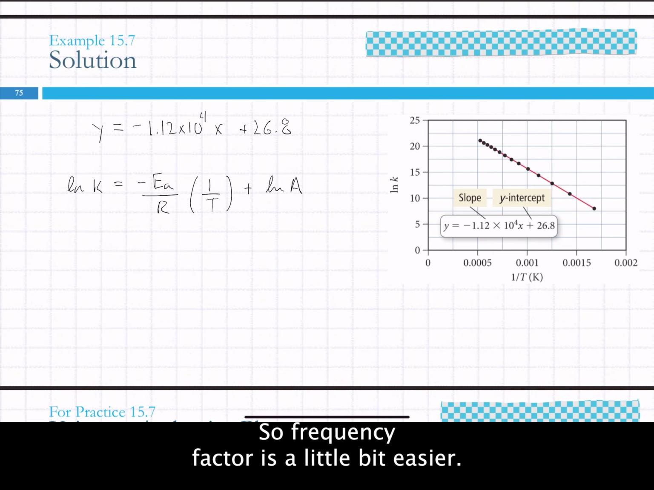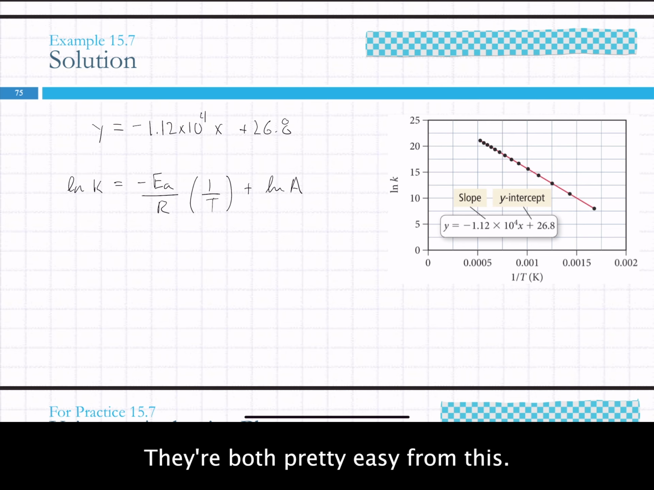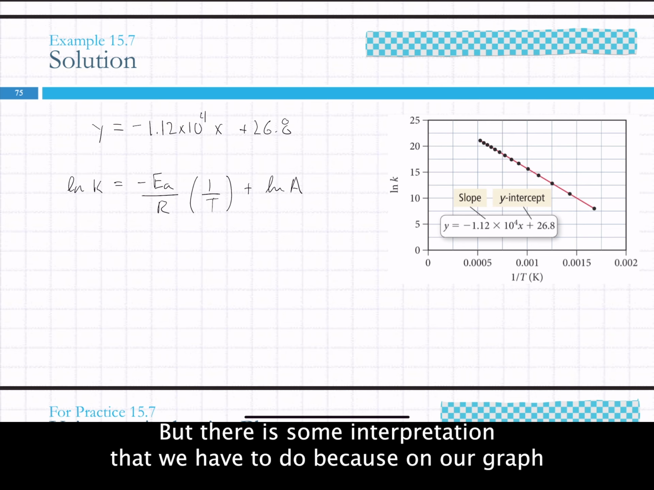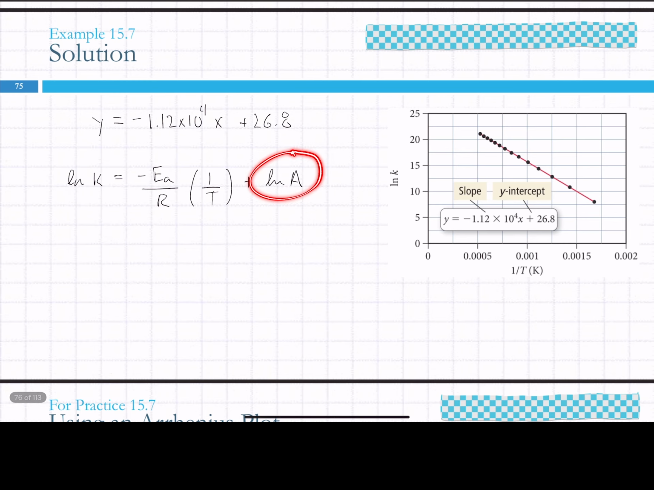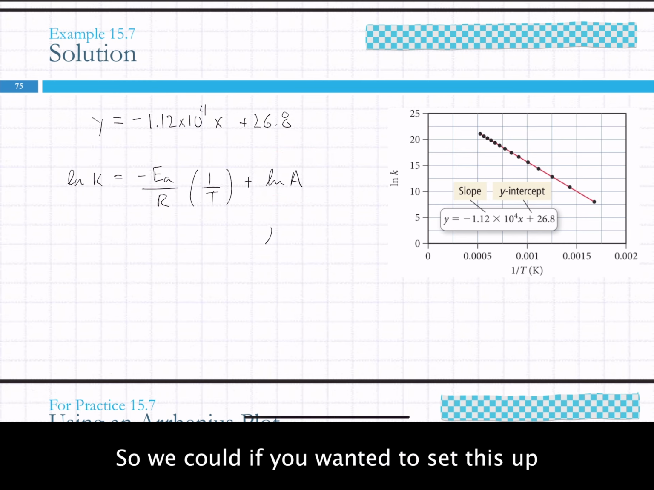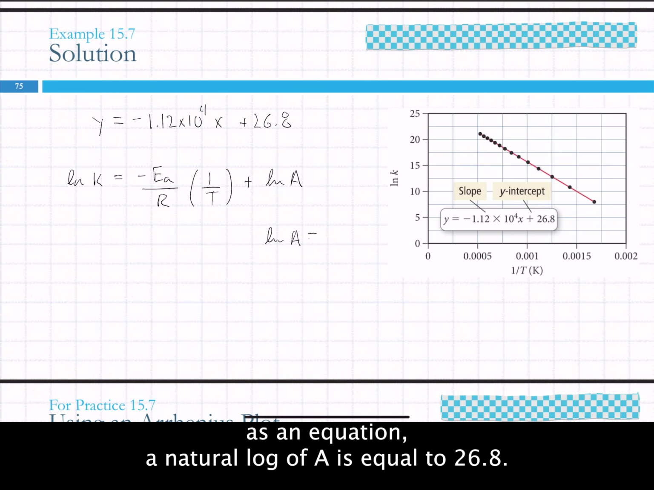So frequency factor is a little bit easier. They're both pretty easy from this. But there is some interpretation that we have to do because on our graph, here this 26.8, that's the natural log of A. So we could, if you wanted to, set this up as an equation. Natural log of A is equal to 26.8.